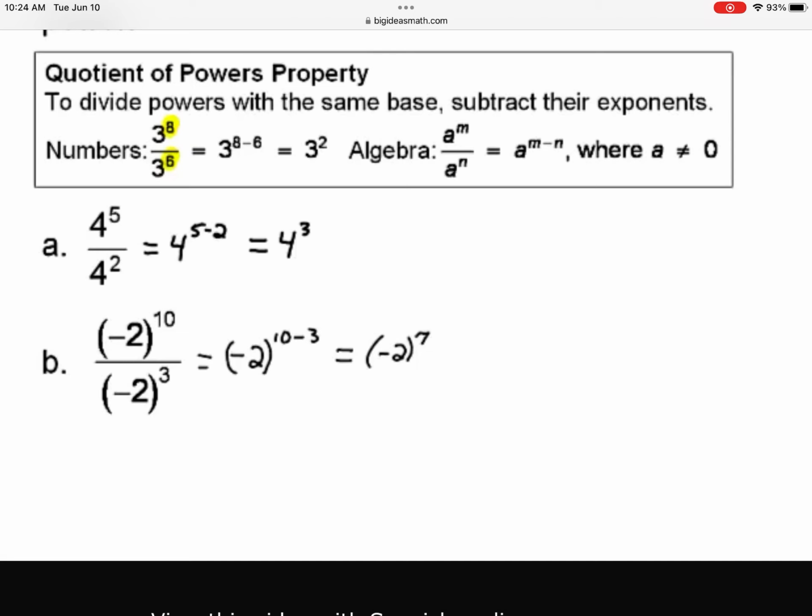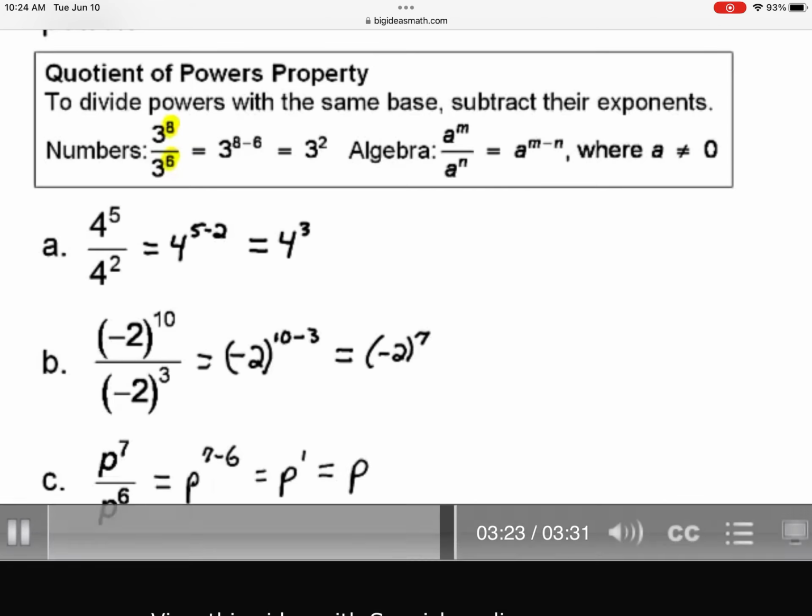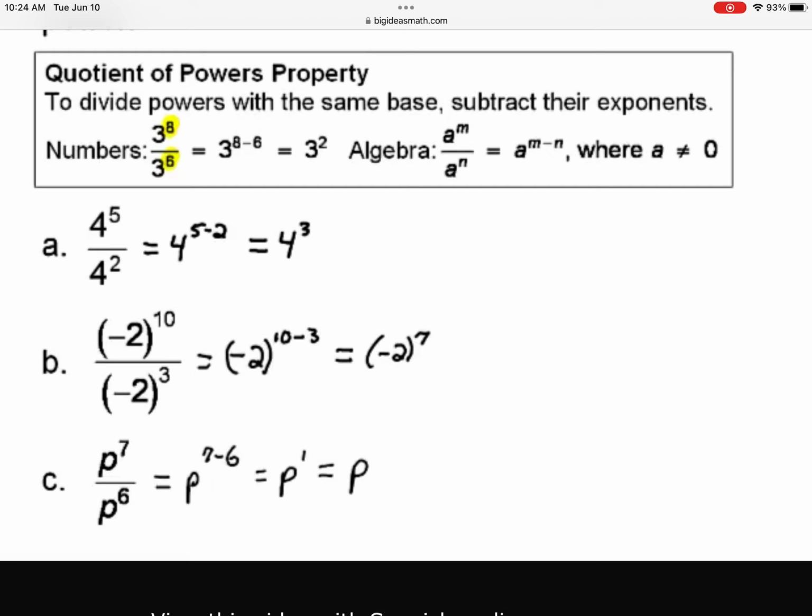Let's try another example. p to the 7th divided by p to the 6th. You can also use the quotient of powers property to solve this problem. You can write the quotient as p to the 7 minus 6, because we subtract the exponents. 7 minus 6 is equal to 1, so we have p to the 1st, which can be written as just p. So, p to the 7th divided by p to the 6th is equal to p.